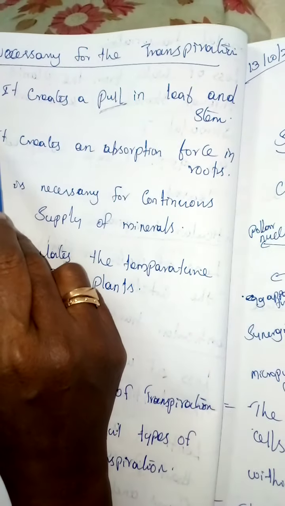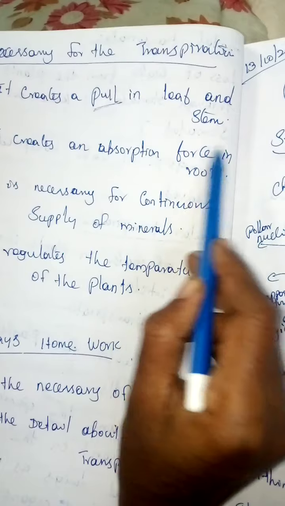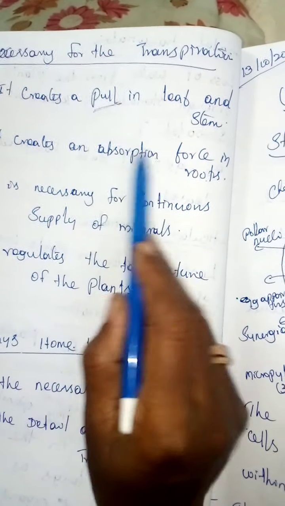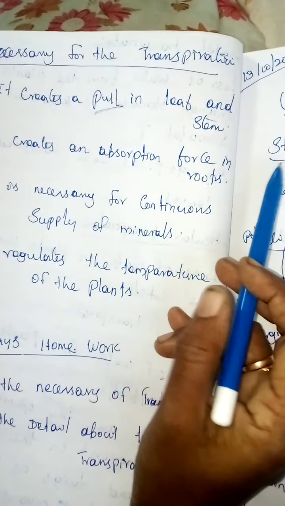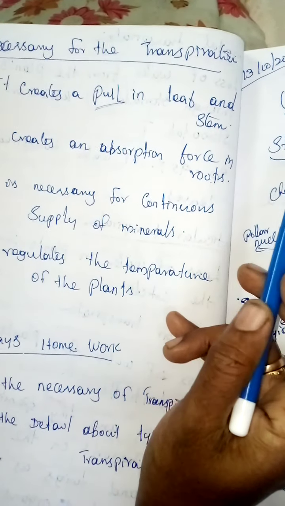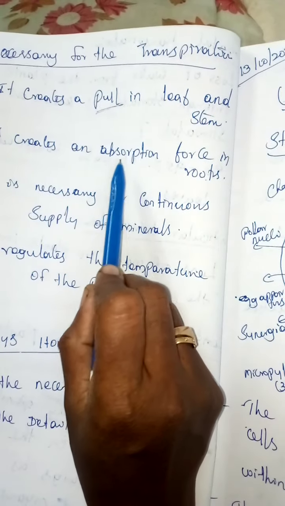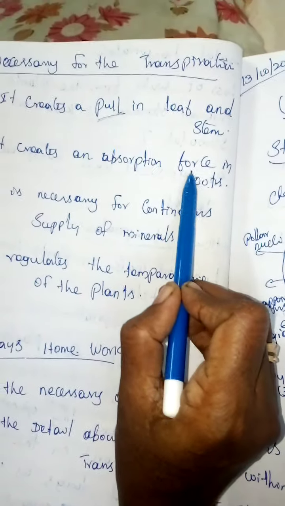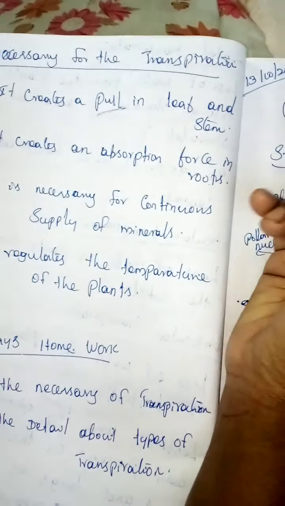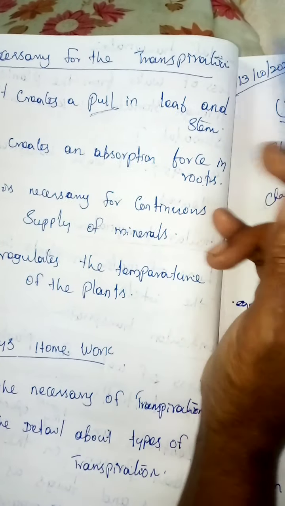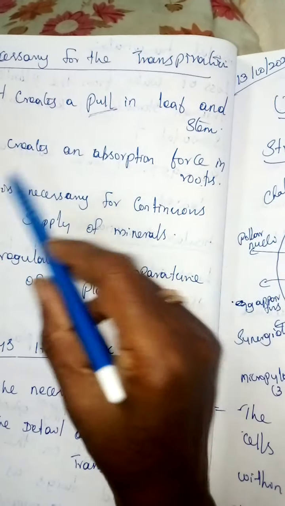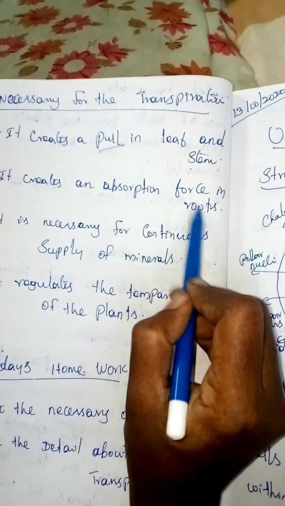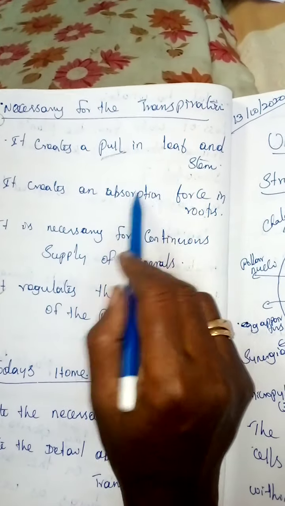Second point, it creates an absorption force in roots. The roots absorb and conduct the water from one part to another part through the xylem. You know very well, isn't it? But the absorption also takes place with the help of transpiration. At the top, the water vapor goes out, and that's why the roots absorb. So water absorption by the roots takes place with the help of transpiration.